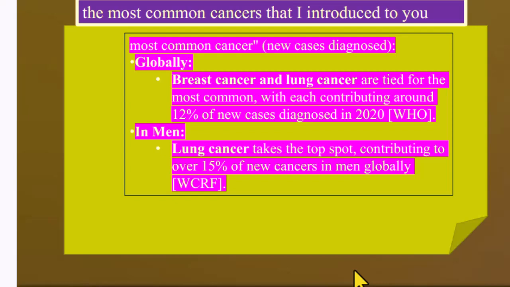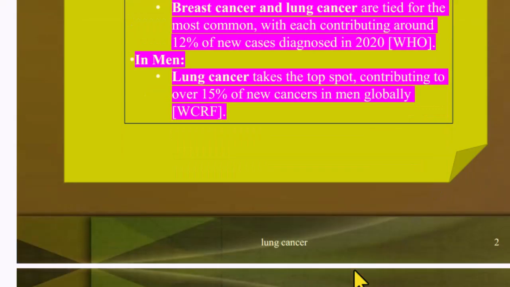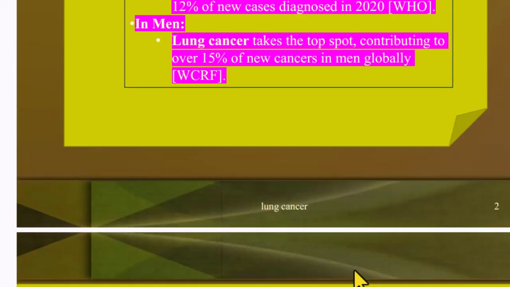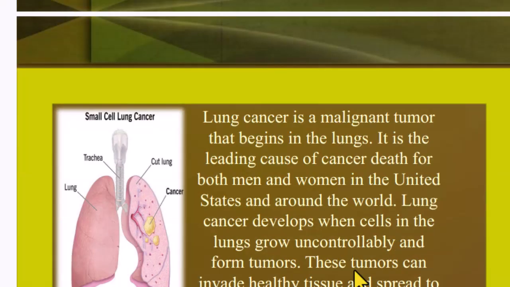The most common new cancer cases diagnosed globally are breast cancer and lung cancer. They are tied for the most common, each contributing around 12% of the cases diagnosed in 2020, according to WHO statistics. In men, lung cancer takes the top spot, contributing over 15% of new cases globally. Lung cancer is a malignant tumor that begins in the lung. It's the leading cause of cancer death for both men and women in the United States and around the world.